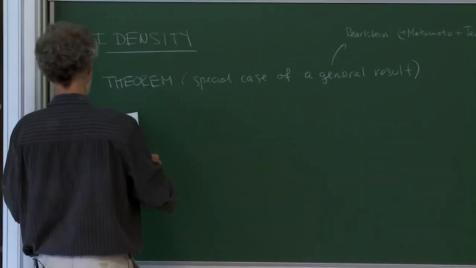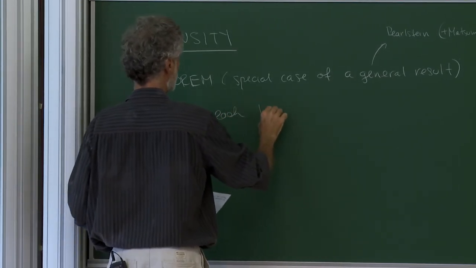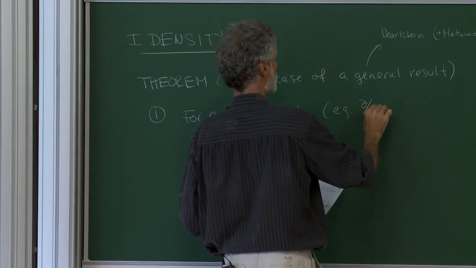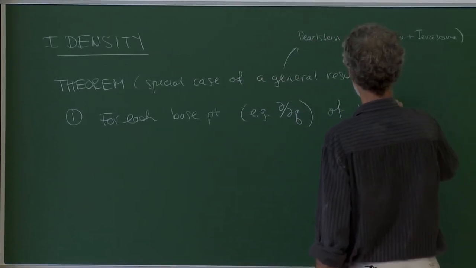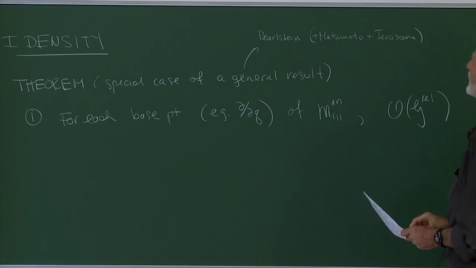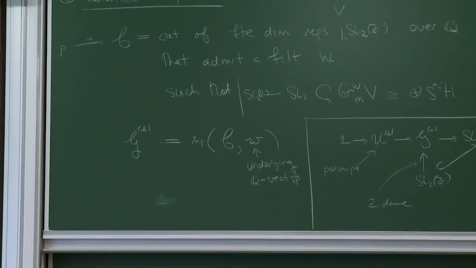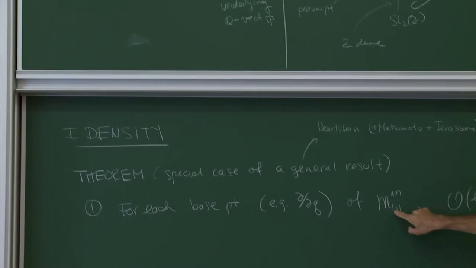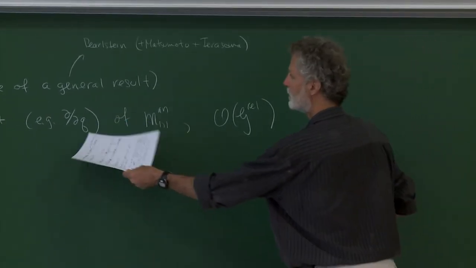So the theorem says this: for each base point, and I should point out here, the base point we most want to use is the one of M_{1,1}^{an}, the coordinate ring of G^{rel}. So implicit in this is that I'm identifying SL_2(Z) with the fundamental group of M_{1,1}^{an} with that particular base point. The way I've set things up, SL_2(Z) is naturally isomorphic to pi_1 of this with this base point, right? And this is the one I'm going to be using. So you might as well just think of this base point.